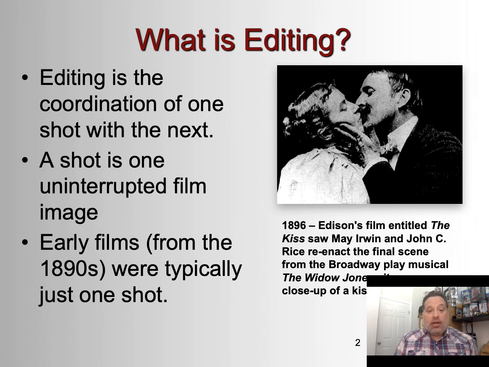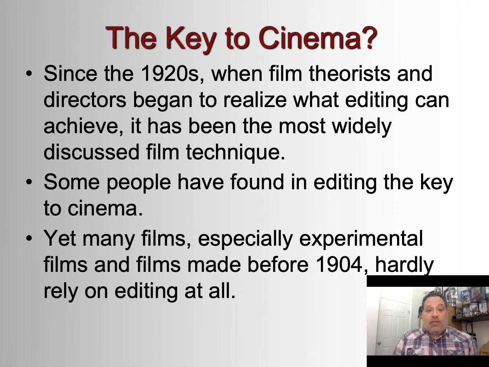Early films from the 1890s, which was the birth of cinema, were typically just one shot. Later, as we saw, for example, in A Trip to the Moon, they moved on to a couple of shots, but early cinema was still taking its influences from the stage and from still photography. Editing as a language evolved over the first few decades of cinema. And since the 20s, when film theorists and directors began to realize what editing could achieve, it has been the most widely discussed film technique.